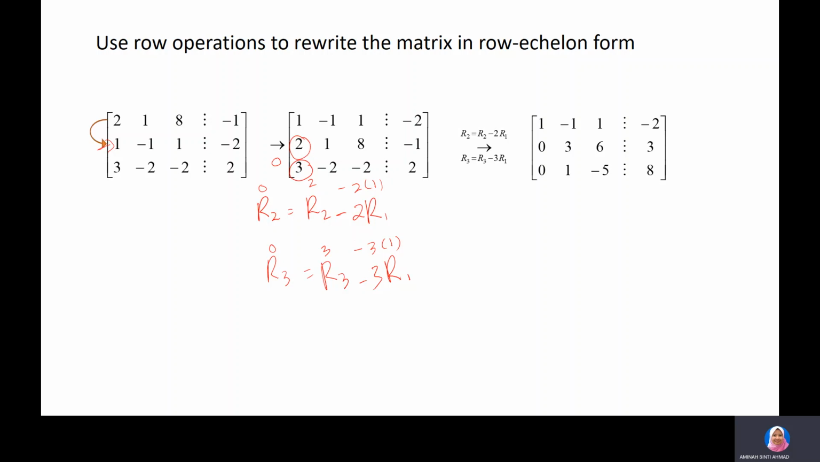So you can do the operation at row 2, and then you can do the operation at row 3. Okay, so you get the answer. You can proceed to get this value.